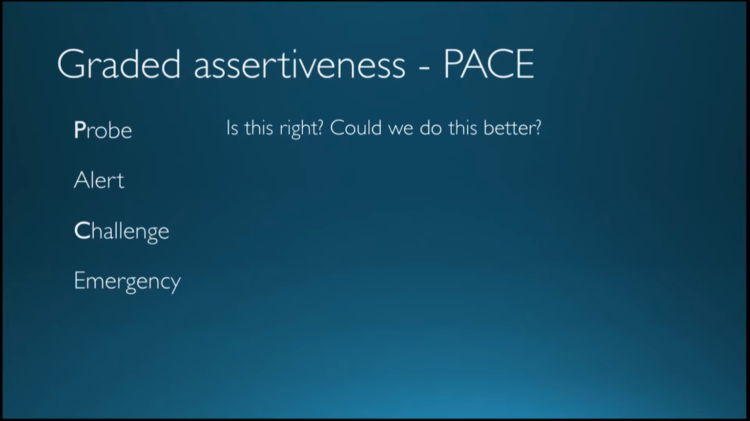And I guess you've probably heard about this stuff, graded assertiveness. We use PACE. And it kind of goes like this. First of all, you probe. You say, hey, is this right? Could we be doing better at this? And that kind of gives you a bit of a get-out clause. If you've got it wrong, then you kind of get out at this stage.